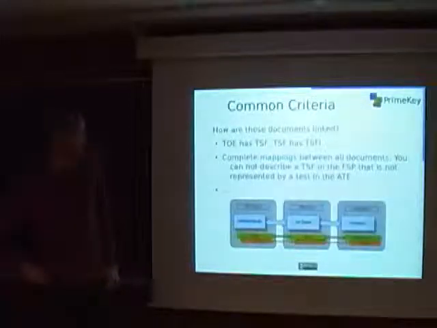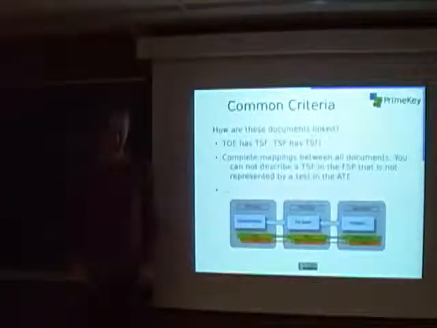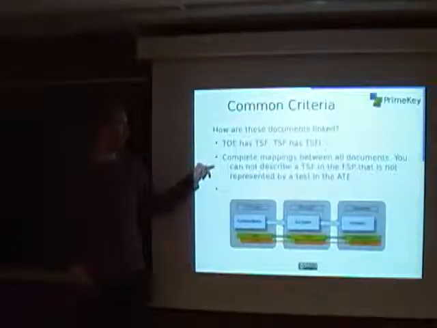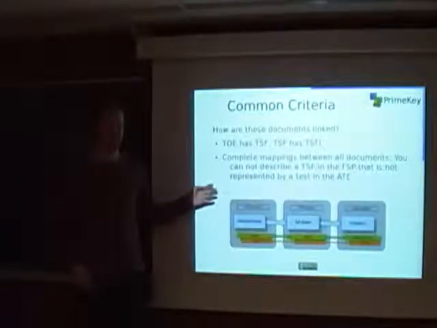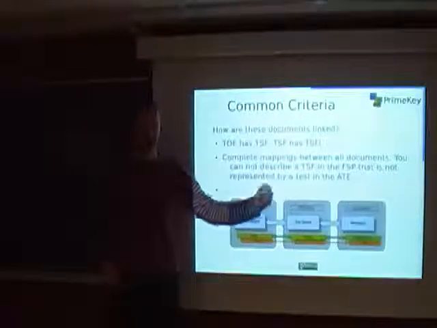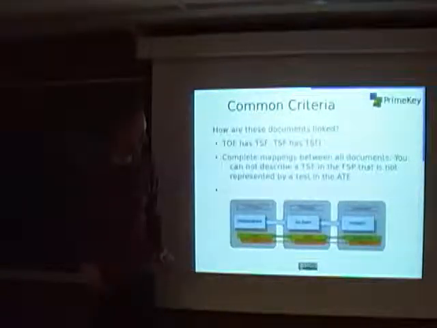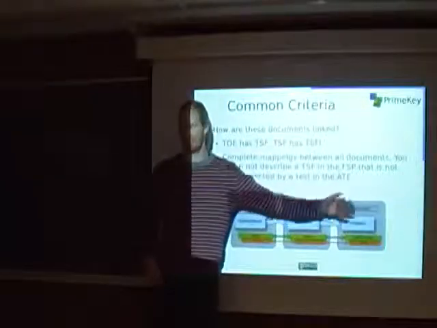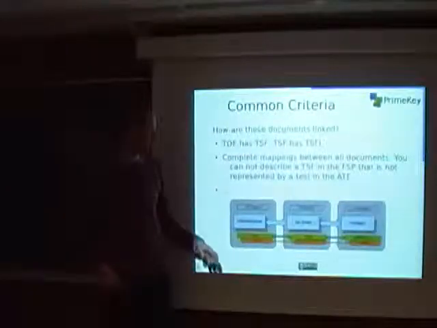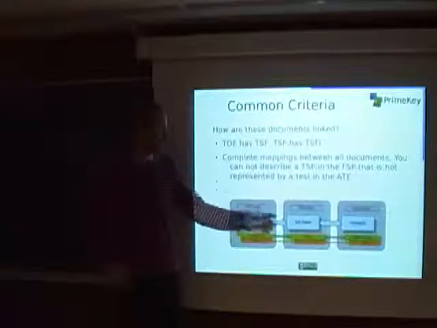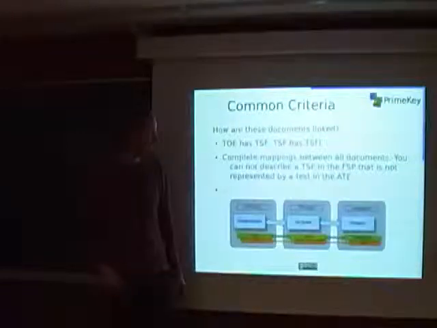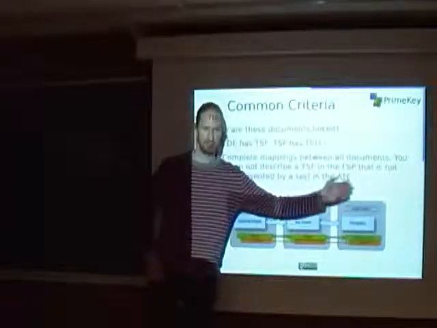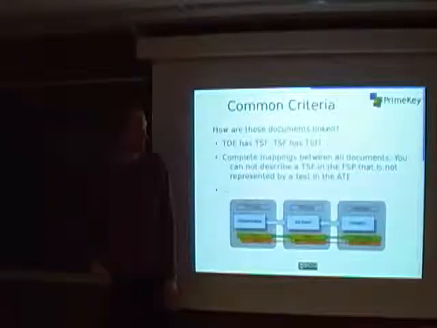One of the most confusing things, I think, is that you need complete mappings between all these documents. If you describe something in the function specification, corresponding things have to be described in the design specification, and it has to match something in the implementation as well. If something is missing, you describe something here and you don't have the same thing there, the lab will complain. Or if you describe something there and you don't have something implementing it, of course they will complain.